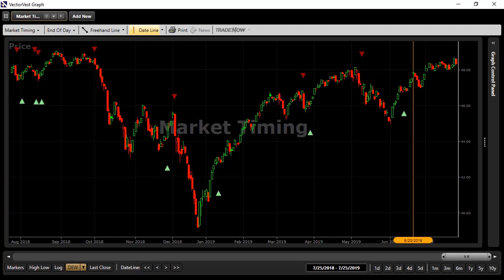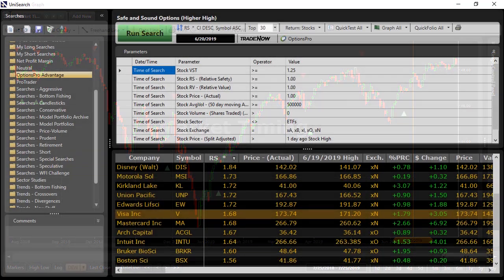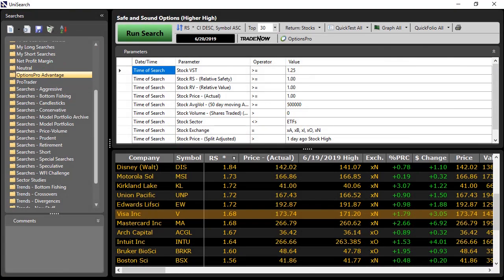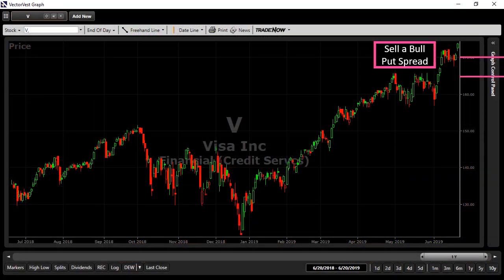On June 20th, the market was still rising. So let's say you wanted to generate some income by placing a bullish income trade. Well, again, you head to the Unisearch to help identify a candidate. Notice Visa was in the list of candidates that day.